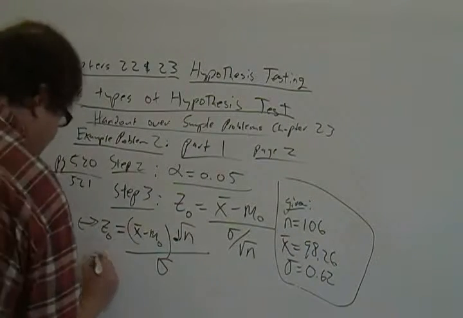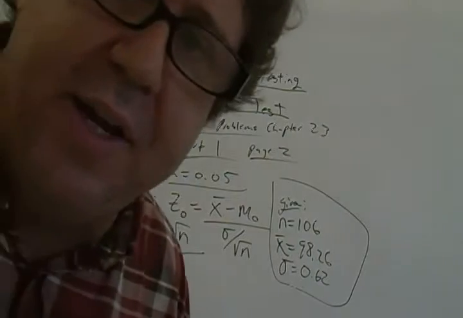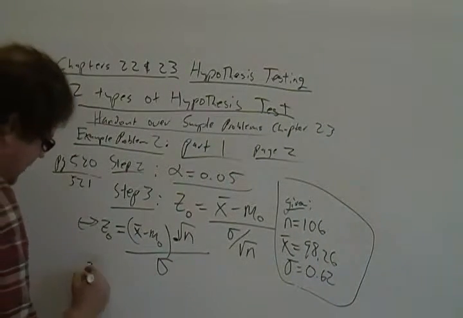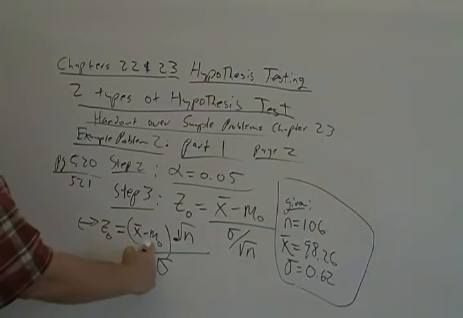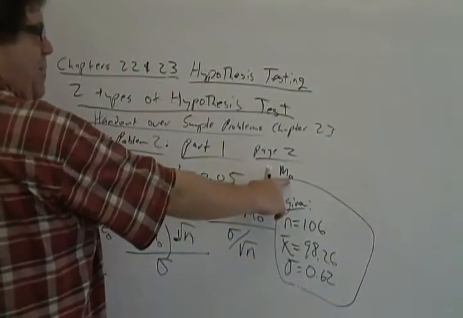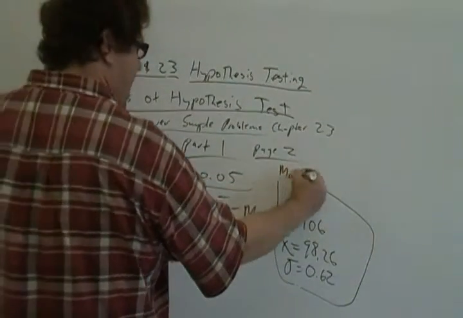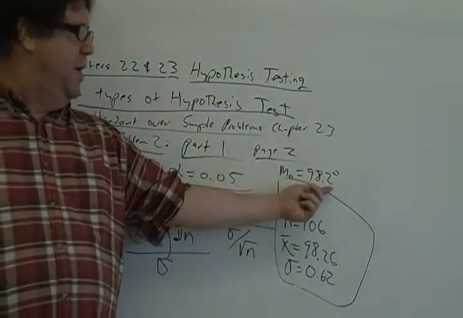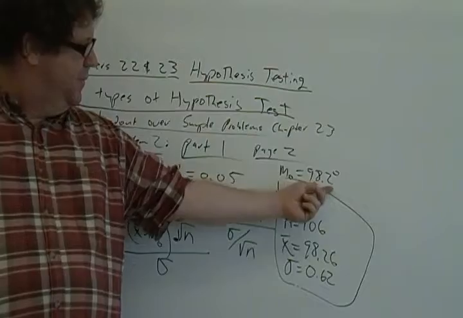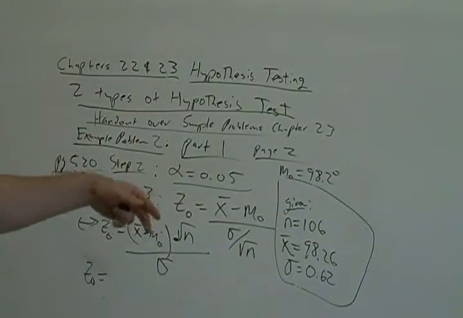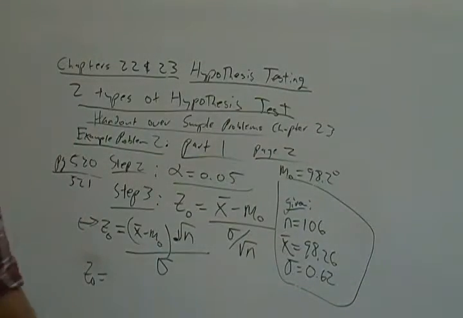So, when I plug into this formula, I'm going to get that Z naught is equal to, what's X bar minus mu naught? Well, remember, our mu naught came from the claim and H1 and H naught. Our mu naught is 98.2 degrees. That's what we claim the mean human body temperature is greater than. So this is the right-hand number in both the alternative and null hypothesis, just like P naught was the right-hand number in H1 and H naught for the previous example.